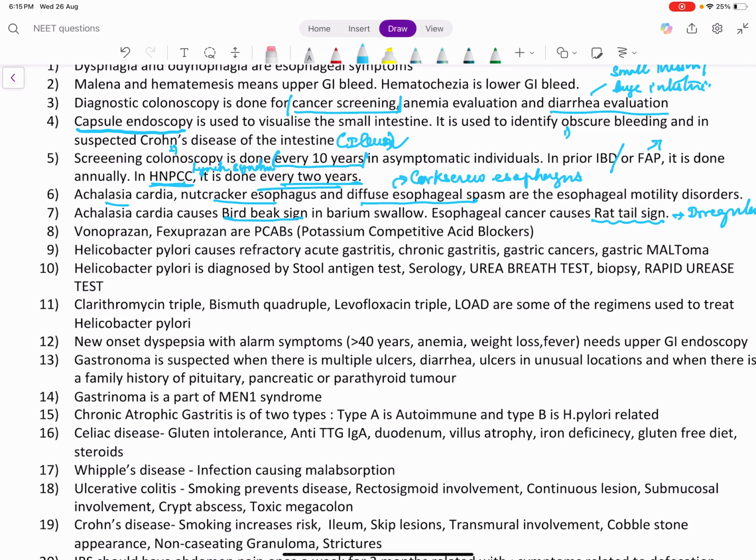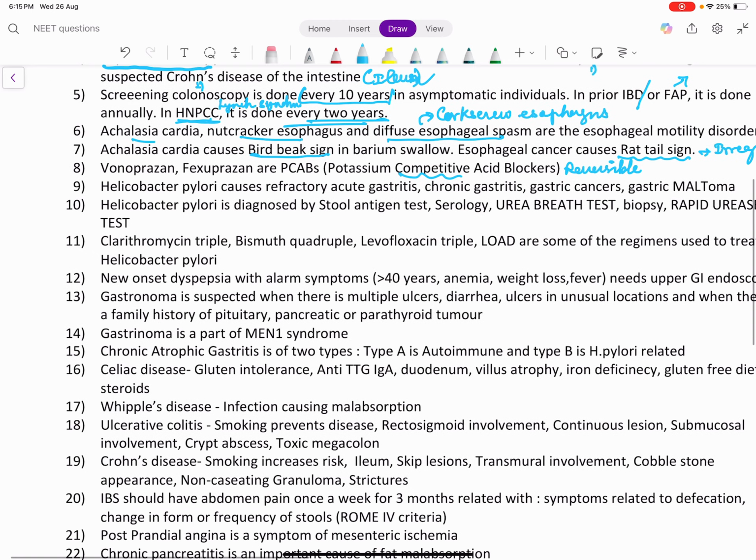We have a new group of drugs, even better than proton pump inhibitors, that is PCABs, potassium competitive acid blockers. Since they are competitive, they are reversible. They are not hit and run drugs like PPIs. So vonoprazan and fexuprazan are the drugs.